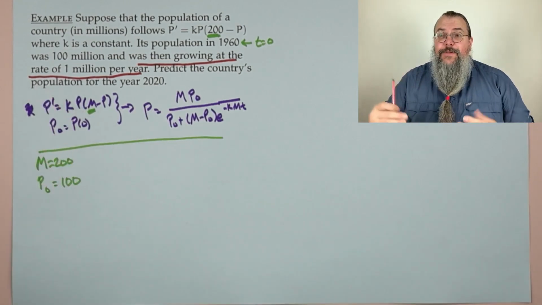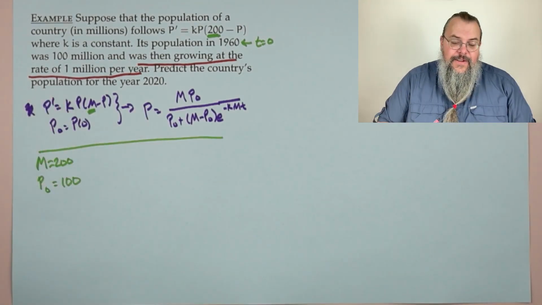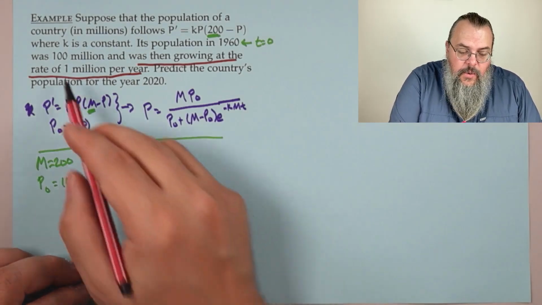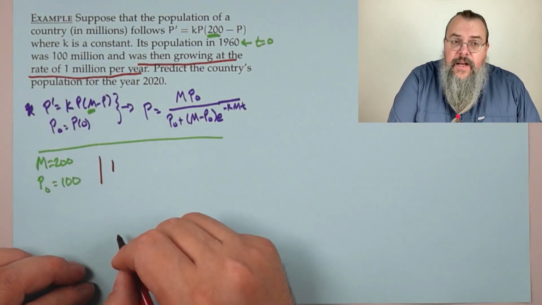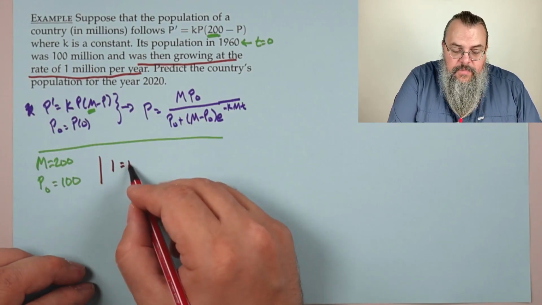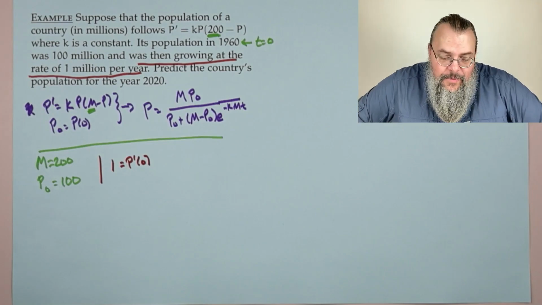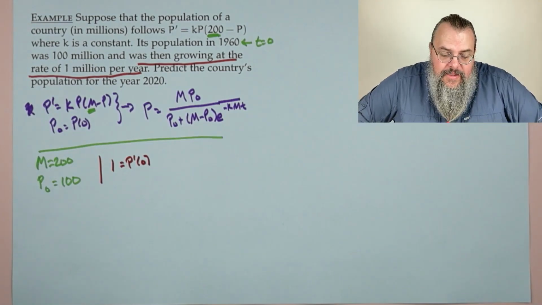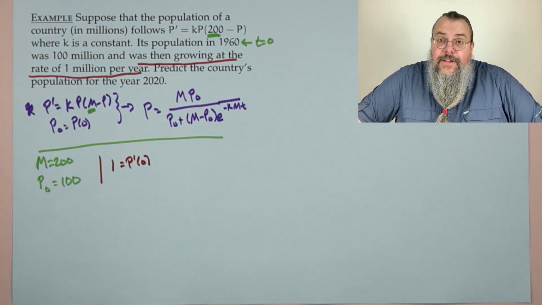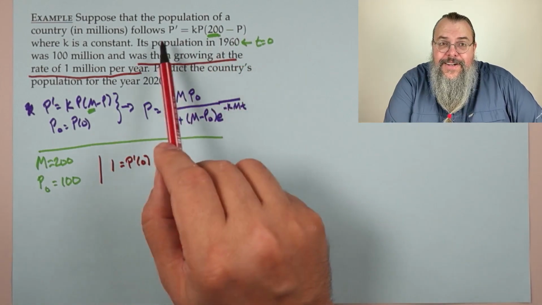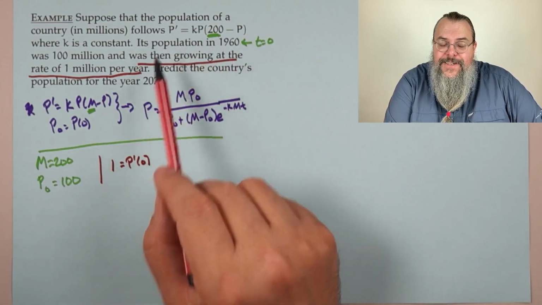When we see the word rate, we think derivative. So I say, oh, all right, so what we know is that 1, that's our rate of growth, is P prime of 0. All right, so that's what that sentence is saying. Now, how can we take that? Well, do we have any knowledge about P prime? We do. It's right there. There's a differential equation.